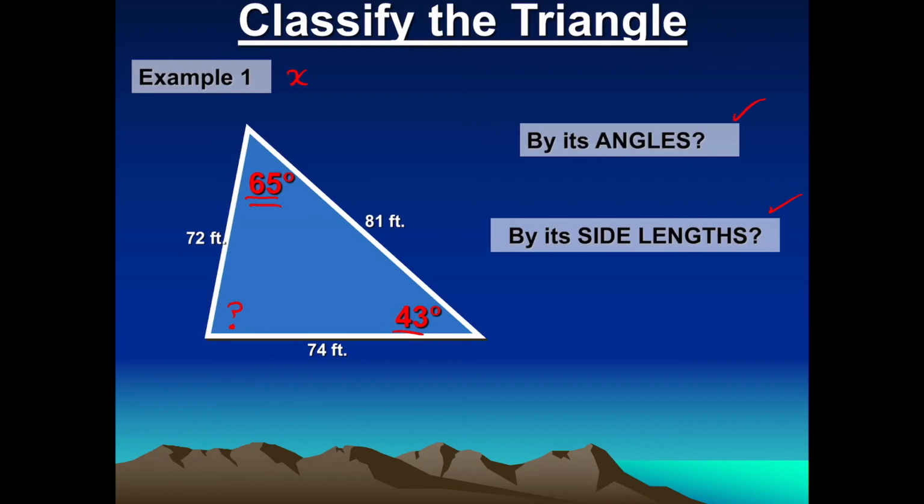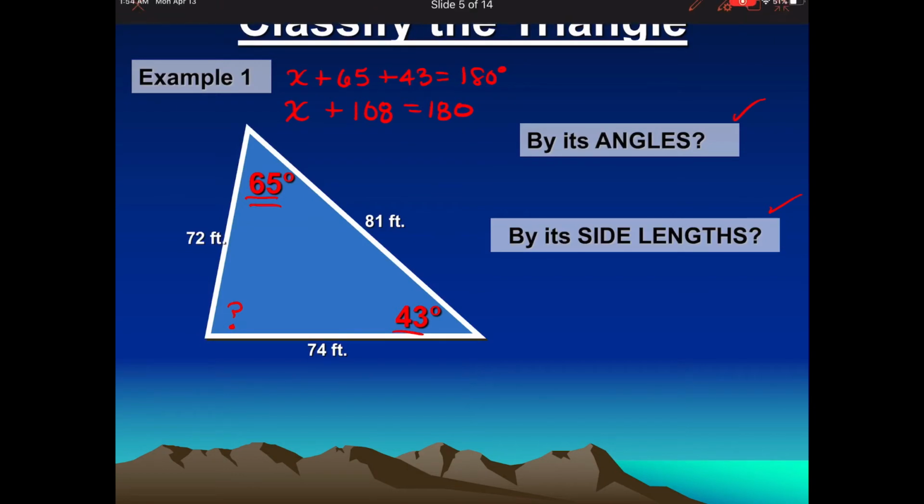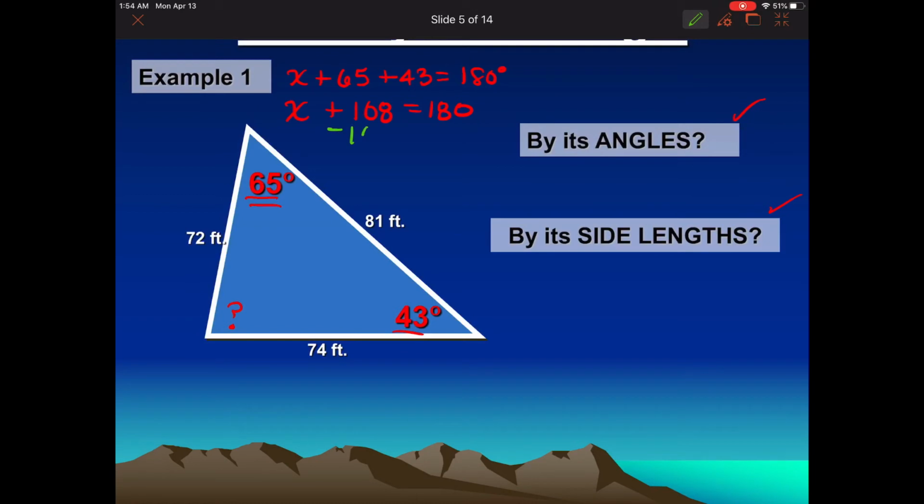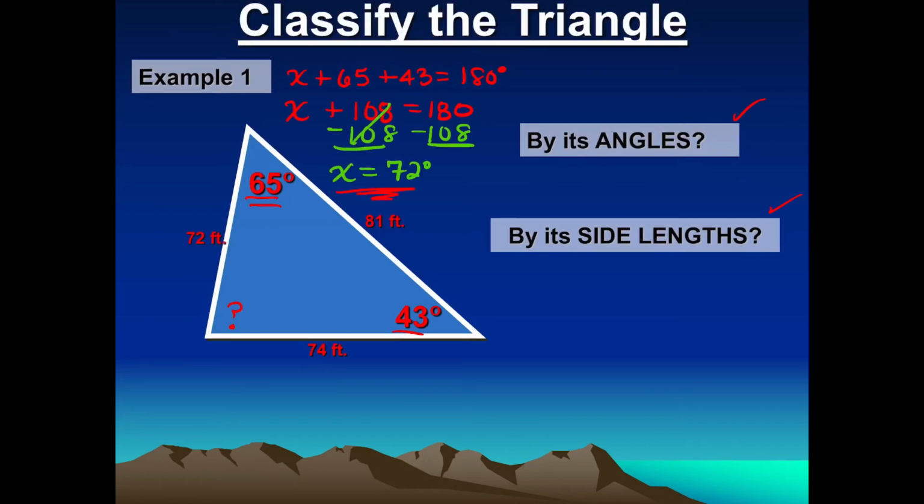So we're going to set up a really simple equation here: x plus 65 plus 43, and then make that equal to 180 degrees. 65 plus 43 is 108. And then we're going to take away 108 from both sides. So there's the angle measurement that we were missing. So we know that that is 72.